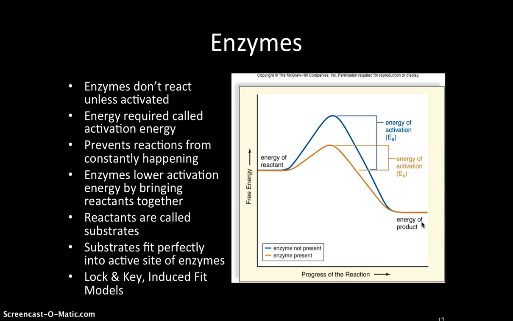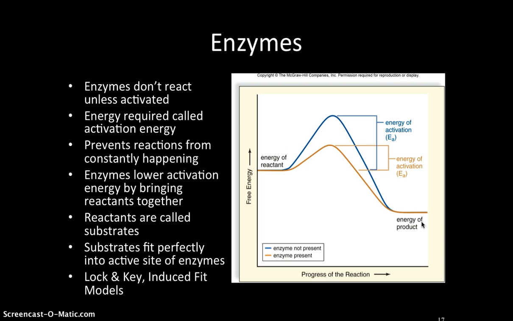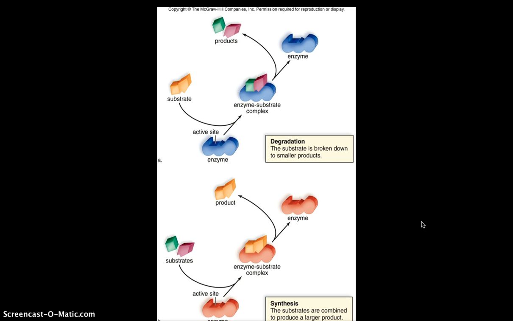As the substrate binds to the active site, the enzyme will change shape just a little bit to accommodate the substrate perfectly. We call this the induced fit model. As it binds, it changes. As the substrate binds, the active site changes just a little bit to perfectly fit around the substrate. Enzymes are named after their substrate. For example, lactase breaks down lactose. So that's how you can tell.